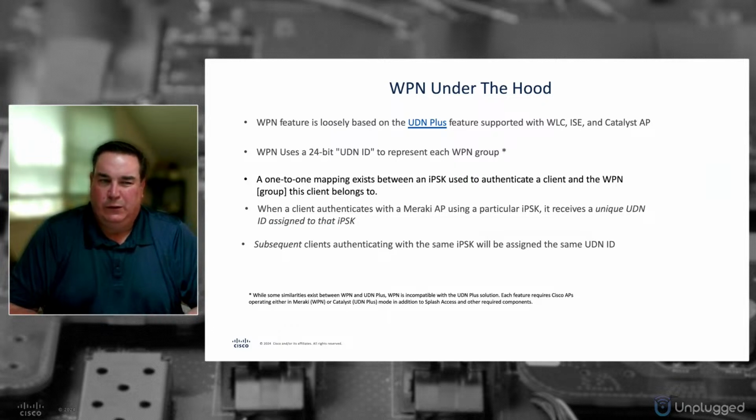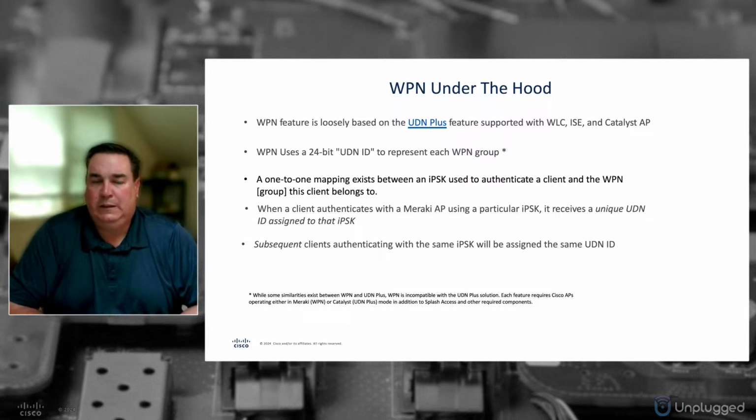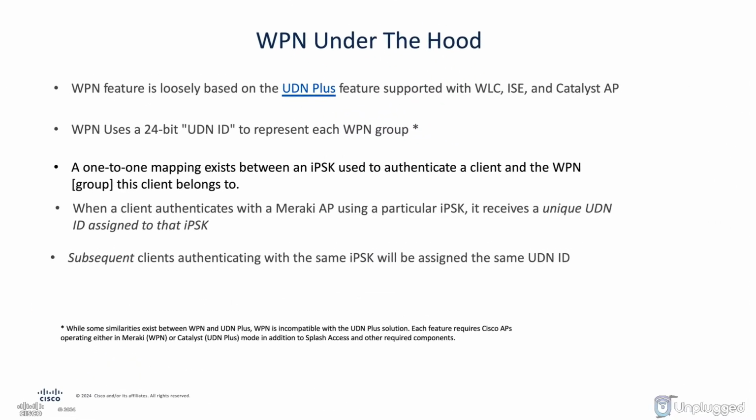Under the hood itself, let's go into a little bit more detail around this. WPN is loosely based on the UDN Plus feature set, which I'll go into in just a minute. That's really on the Catalyst side of things. WPN uses this 24-bit UDN ID. That's the unique identifier that's going to be assigned to each WPN group. And that is based on your IPSK key that gets put into that. There's a one-to-one mapping between the IPSK and that WPN ID. Again, when you authenticate to the network with that particular IPSK, that WPN ID gets appended to each individual packet that you're going to send on the network. And that's kind of how this works.